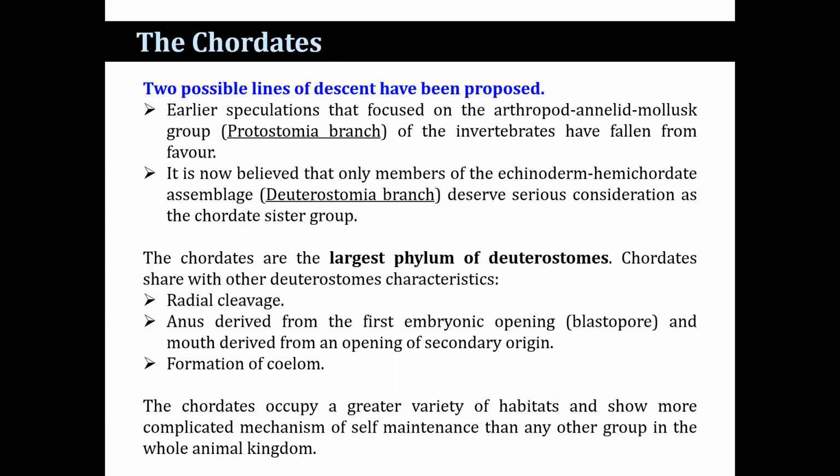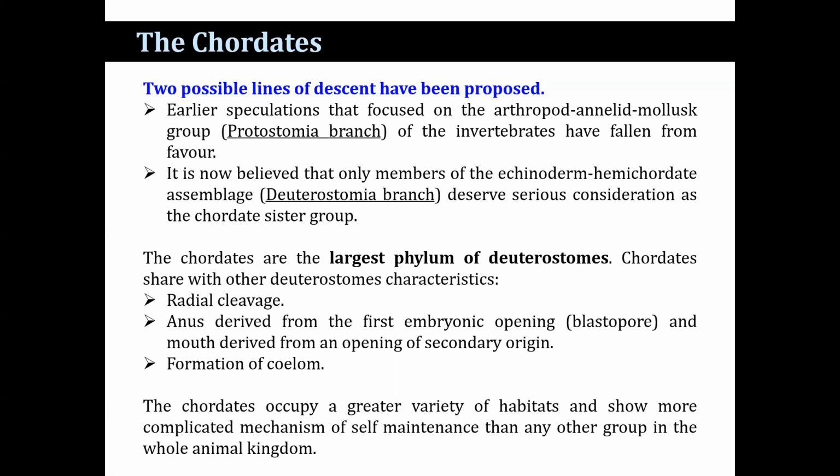Phylum Chordata comes from the Greek word chorda, meaning cord, and belongs to the Deuterostomia branch of the animal kingdom. Two possible lines of descent have been proposed. The first, earlier speculation focused on the arthropod, annelid and molluscan groups, that is, the Protostomia branch of the invertebrates, and that has fallen from favor. Another line is now believed: only the members of the echinoderm-hemichordate assemblage, that is the Deuterostomia branch, deserve serious consideration as the chordate sister group.